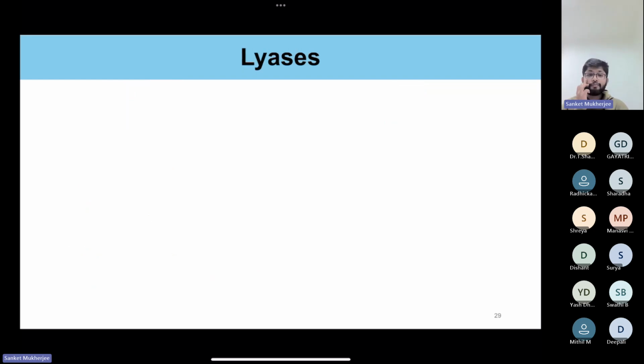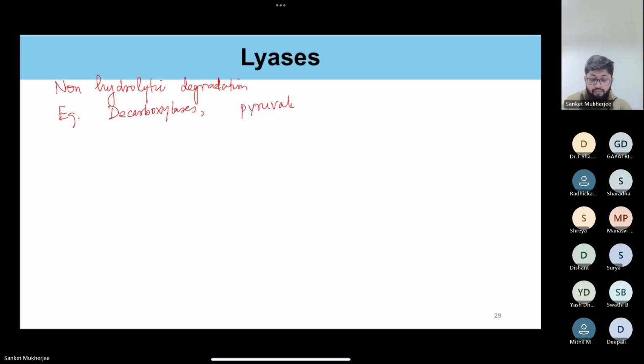Then comes lyases. Lyases cause non-hydrolytic degradation. So lyases are basically like hydrolases, but they do not require water. Examples are decarboxylation reactions or decarboxylases, and pyruvate dehydrogenase. If we talk about the different classes, this is basically EC4. Enzyme Commission number is 4.